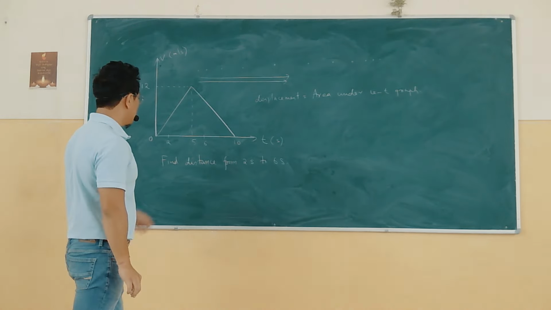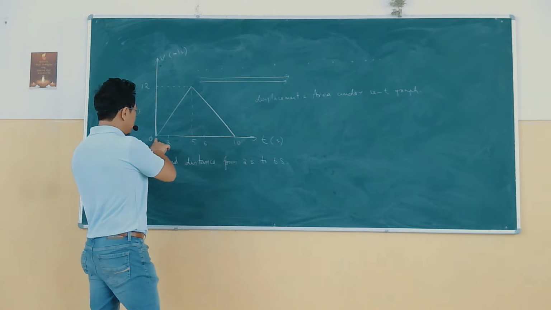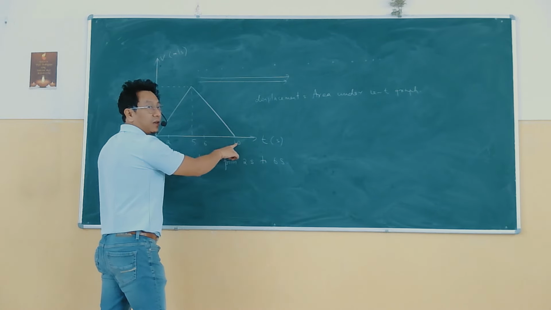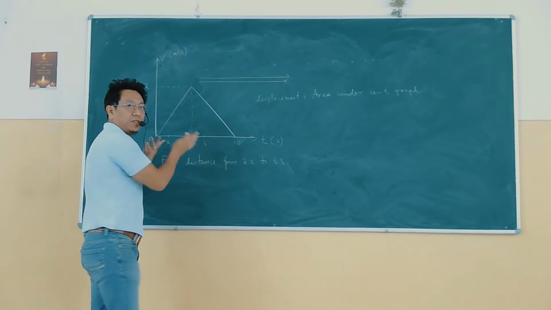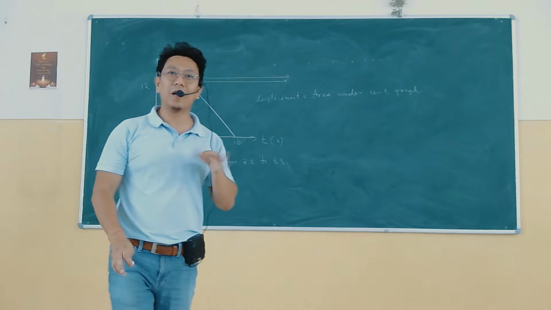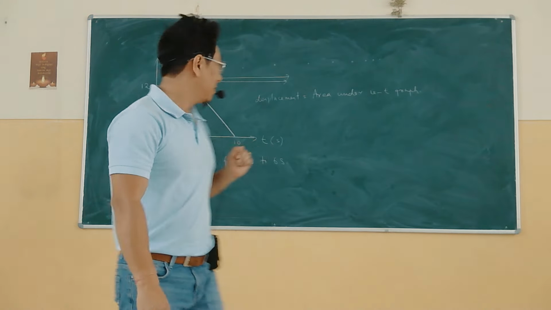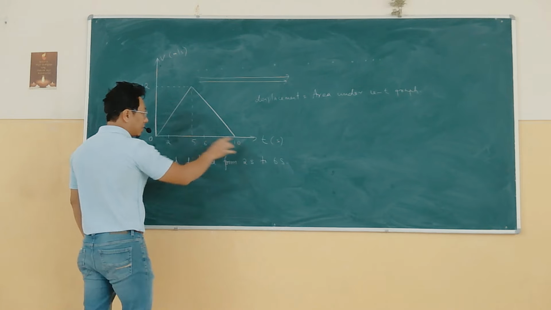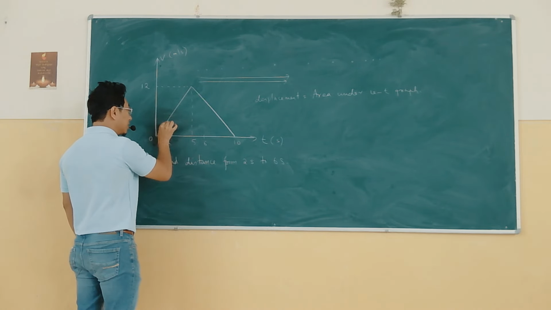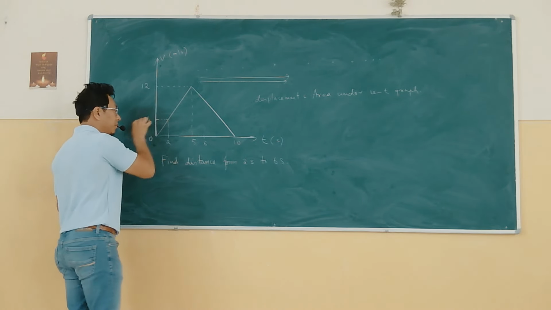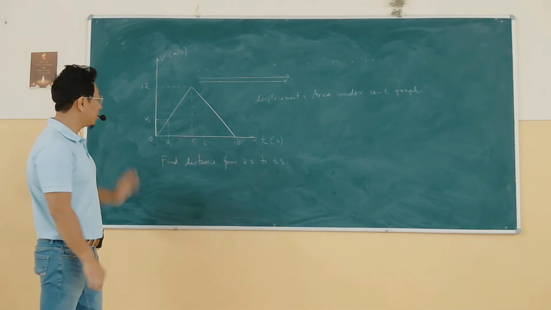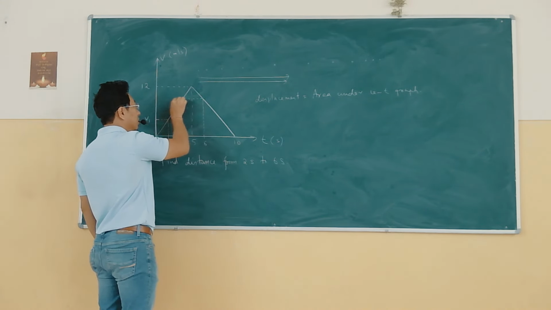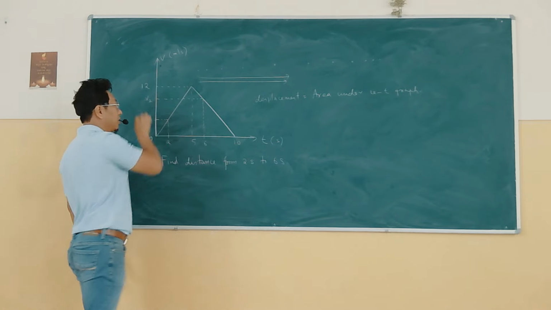But the problem is they are not asking distance from 0 to 10. If they ask distance from 0 to 10, we will calculate this area. It is very simple. Triangle's area is half into base into height. But they are asking you from 2 to 6. Now when time is 2 seconds, what is the velocity? We don't know. Let us call it v1. And when time is 6 seconds, what is the velocity? We don't know. Let us call it v2.